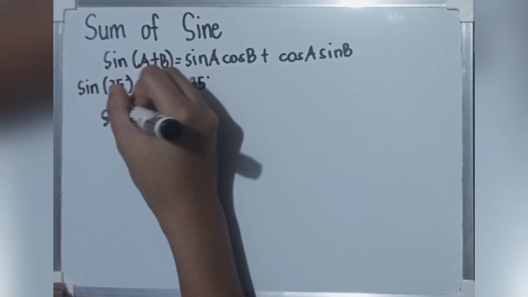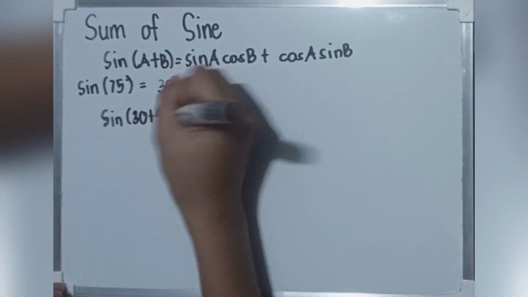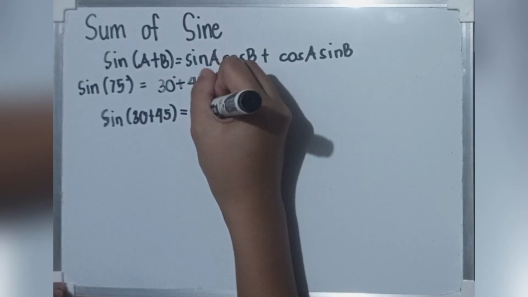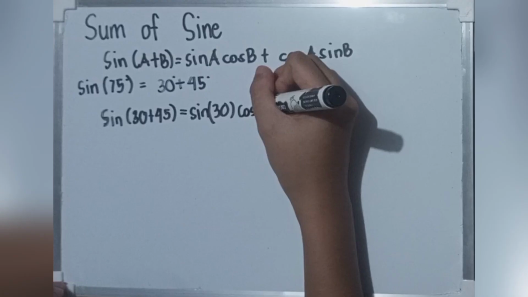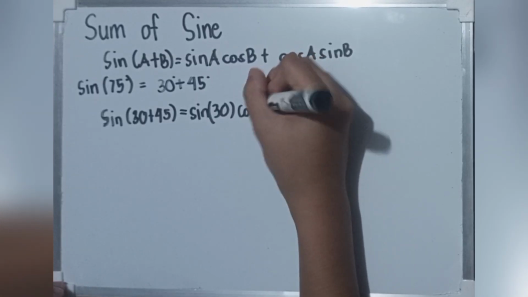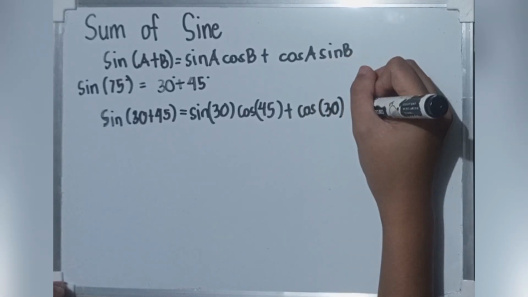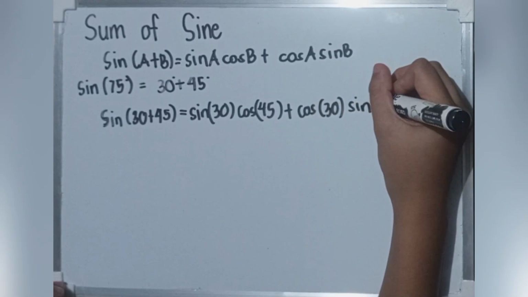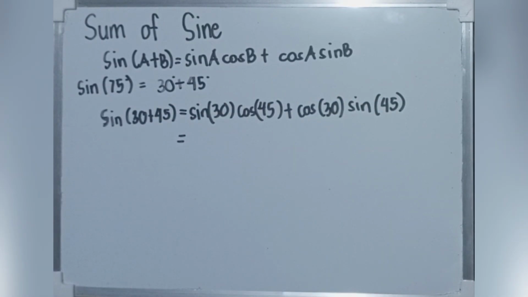So sine (30 plus 45) equals sine 30 cosine 45 plus cosine 30 and sine 45. And then let us find the value of these angles based on the special triangles that we learned before.